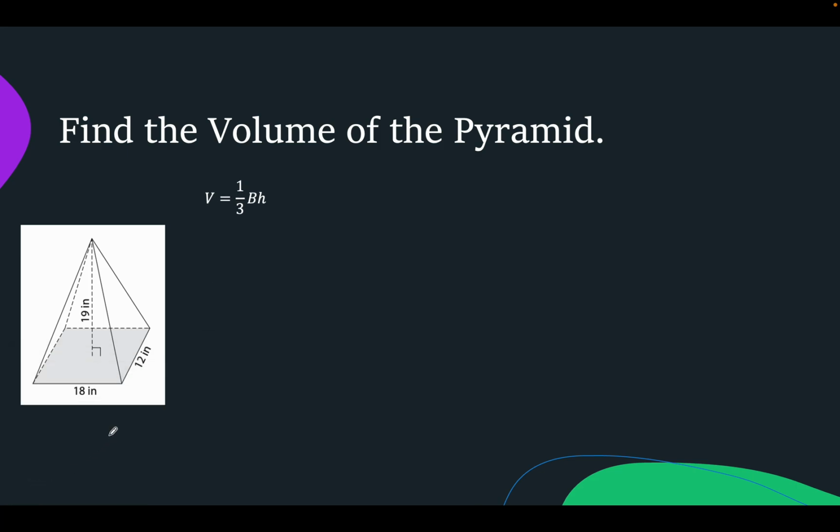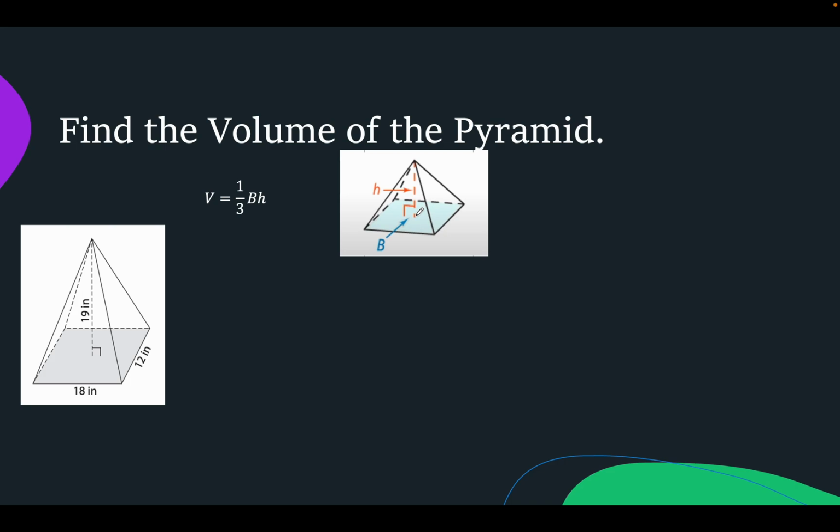First, we are going to need our volume formula, which is 1/3 capital B, that's the area of the base, times the height. So the height is that vertical height that goes from the center of the base to the top of the pyramid. The area of the base is whatever base shape this may be. In our case here, it's a rectangle.